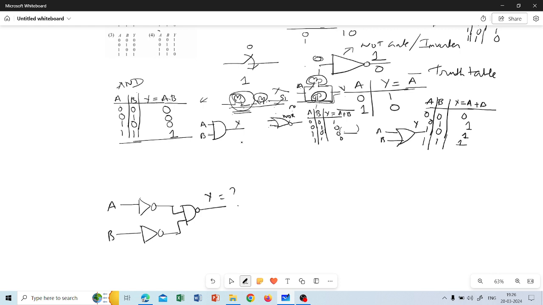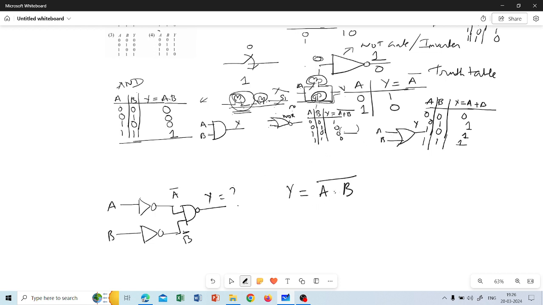So what is the output? What is the truth table for this? That is what they are asking, right? The simple thing you can do is this: you know that after passing through the NOT gate, this one will become A bar, and this one will become B bar. Now what is the thing? A bar and B bar, and then Y. The equation for the NAND gate is A dot B whole bar.